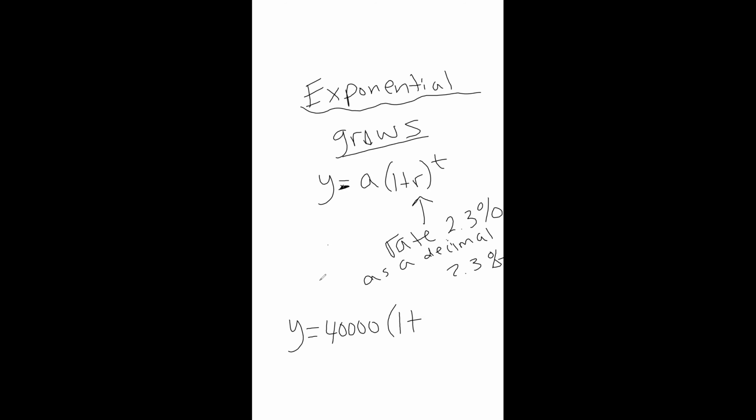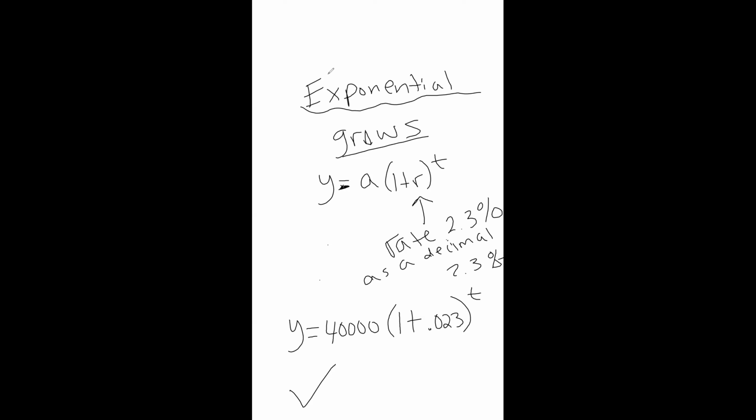So we're going to take 2.3 and move the decimal over 1, 2, and fill our empty place with a 0. So this is 0.023 to the t power. And really, all this question is asking is that you write the formula. You're done. We don't really need to go any farther. If you did, you could do 1 plus 0.023 and get 1.023, and then multiply that by 40,000.